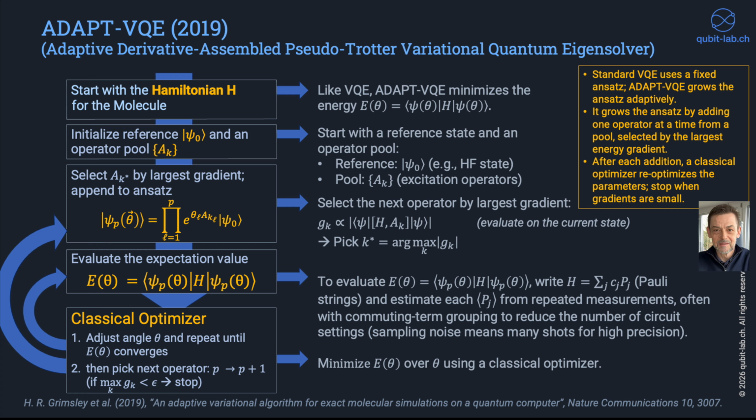Compared to VQE, it is more measurement heavy, because you have to evaluate many gradients per loop, but it can converge in a more targeted way, especially in chemically relevant spaces, where a fixed ansatz might be either too small to be accurate or too large to be trainable.